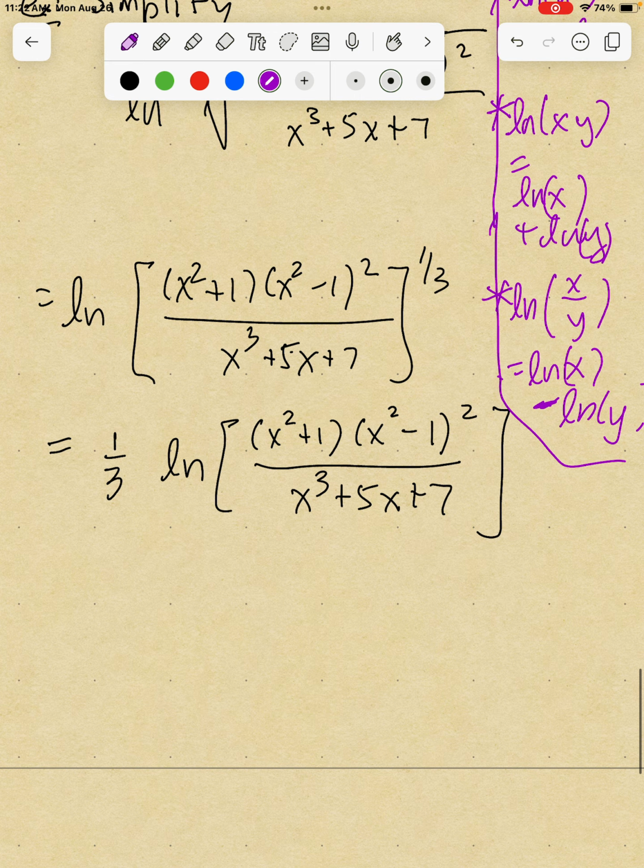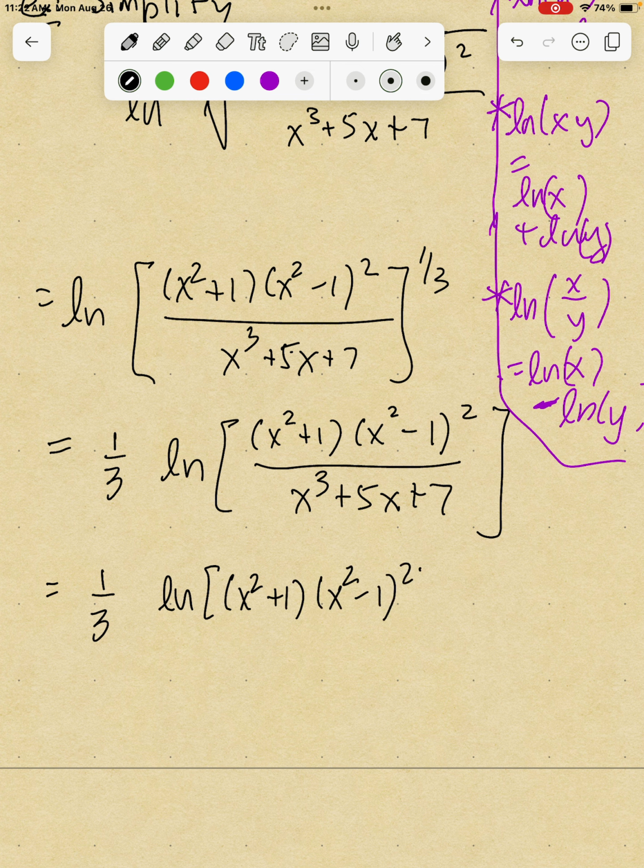Okay, so now I have this quotient, the top over the bottom, so now I can use property number 3 and get that this is equal to 1/3 times ln of x squared plus 1 times x squared minus 1 squared, minus ln of x cubed plus 5x plus 7. I might need to rotate this.